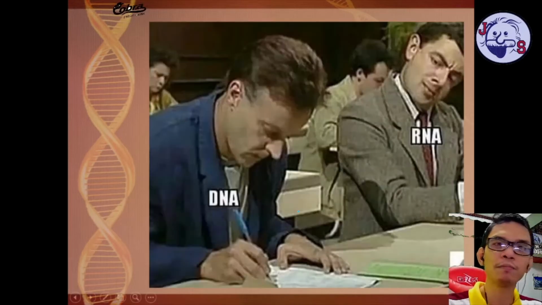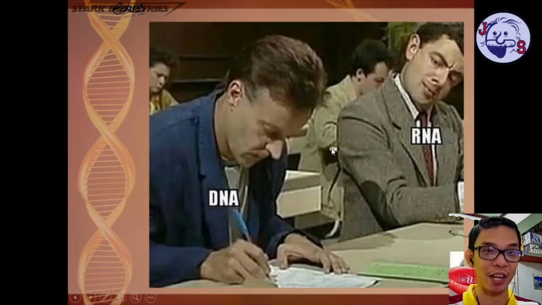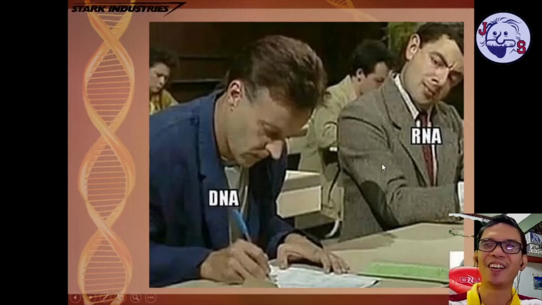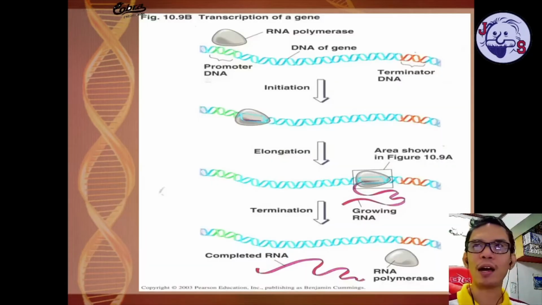Alright, so let's take a look. This is the transcription process in a nutshell. As you can see here, the DNA is being copied by the RNA, and eventually it will produce the mRNA that we need for the next process. This is the picture of how the transcription process happens.